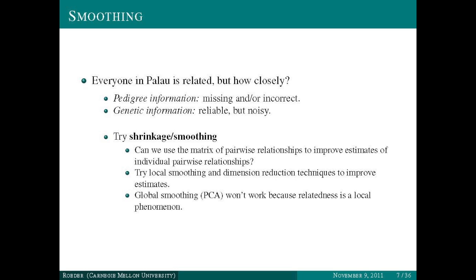And so the first thing I tried was PCA, and it failed terribly, because relatedness is a very local phenomenon, and we need to know about relatedness. PCA is a global method, so we need to try something different. But now I'm going to give a little bit of background on genetics.